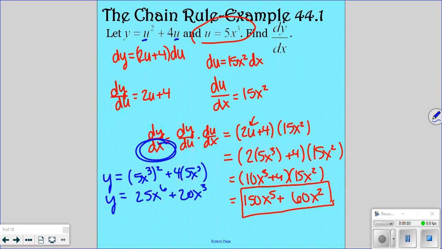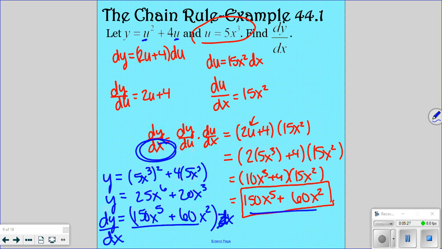And then if we took the differential here, we would have dy. 25 times 6 is 150, and then 6 minus 1 is 5. 20 times 3 is 60, and then x squared. And this was with respect to x, so dx. And then divide by dx, and that'll give you dy over dx. And this is the same thing as what we just got.